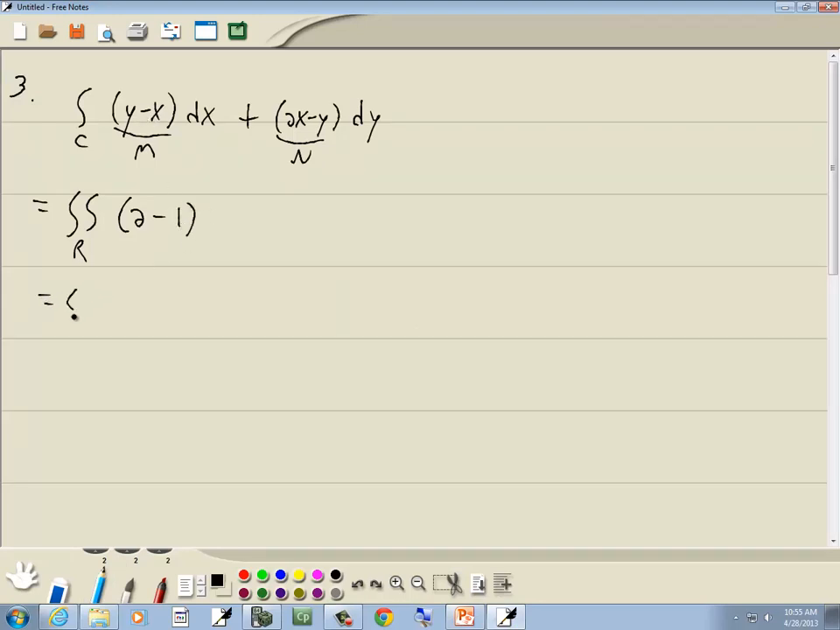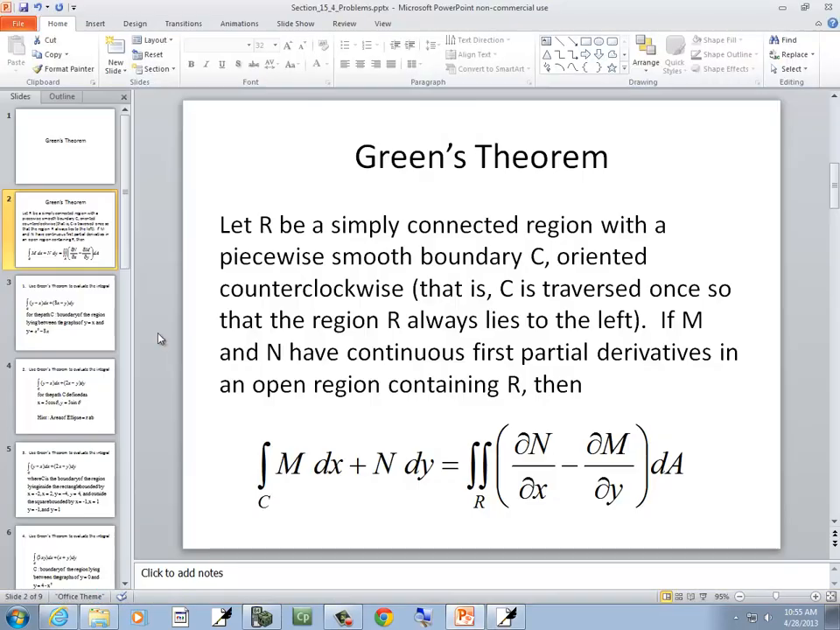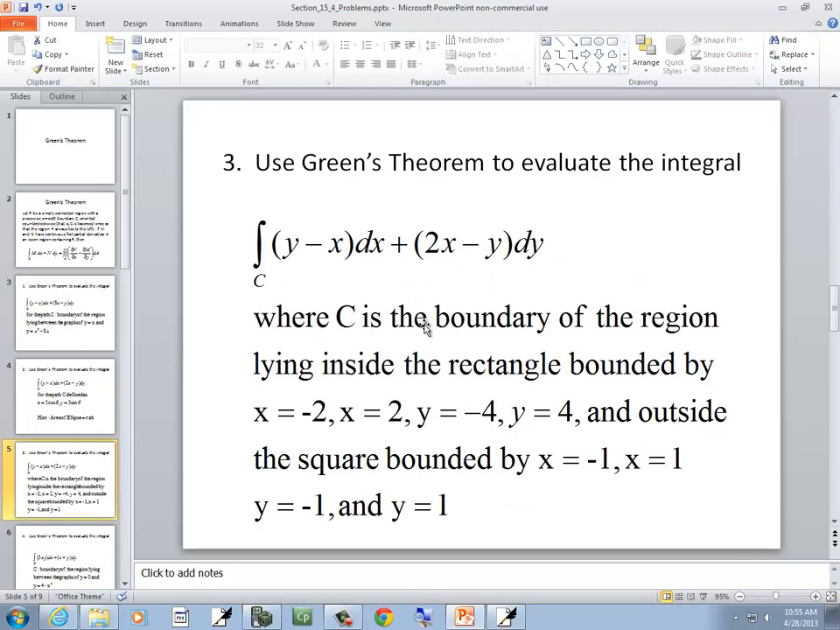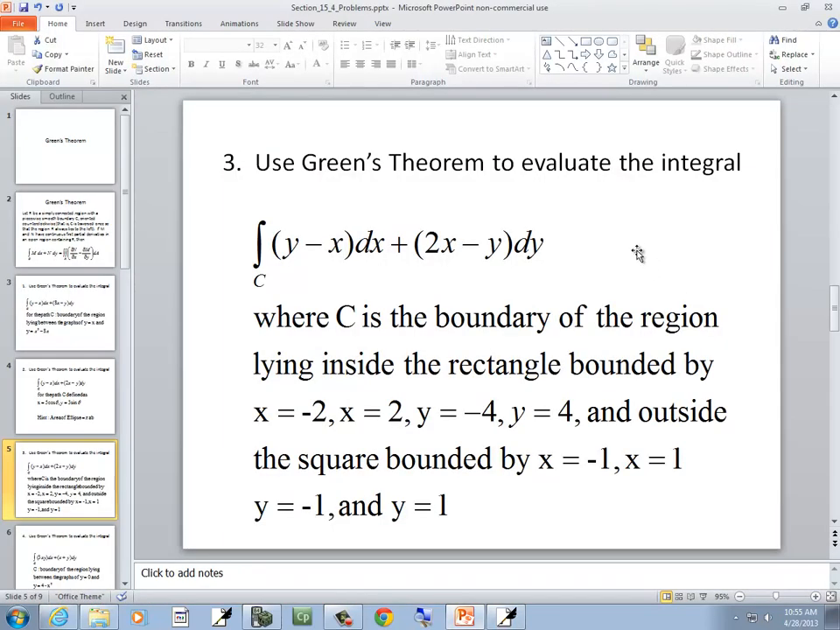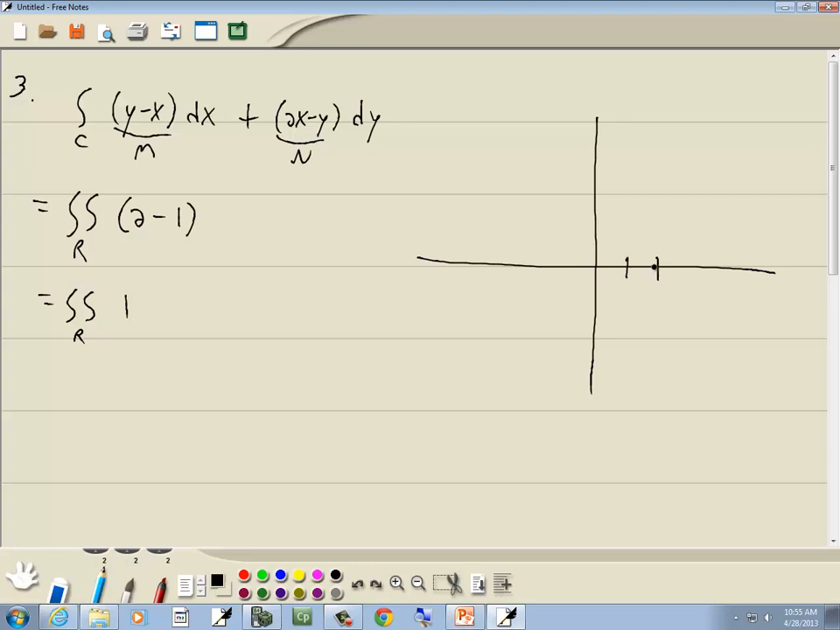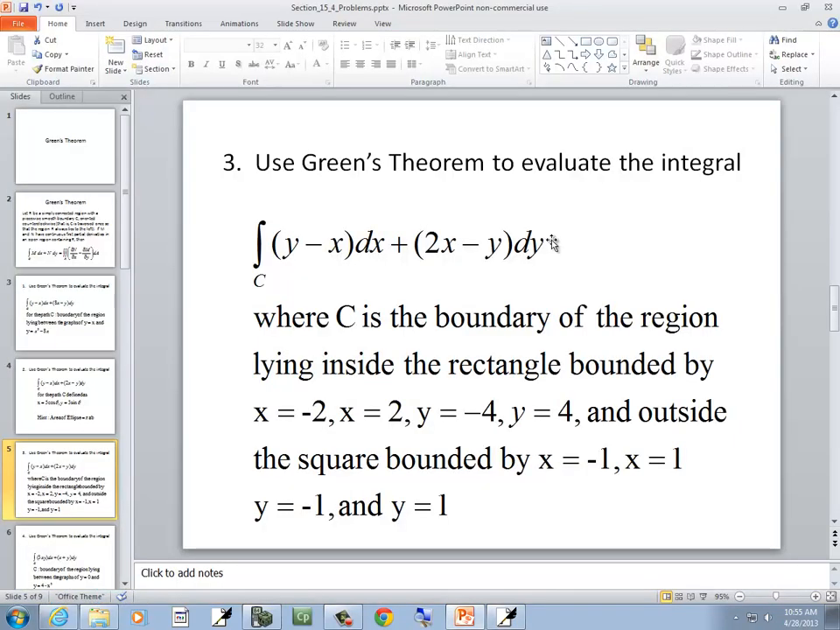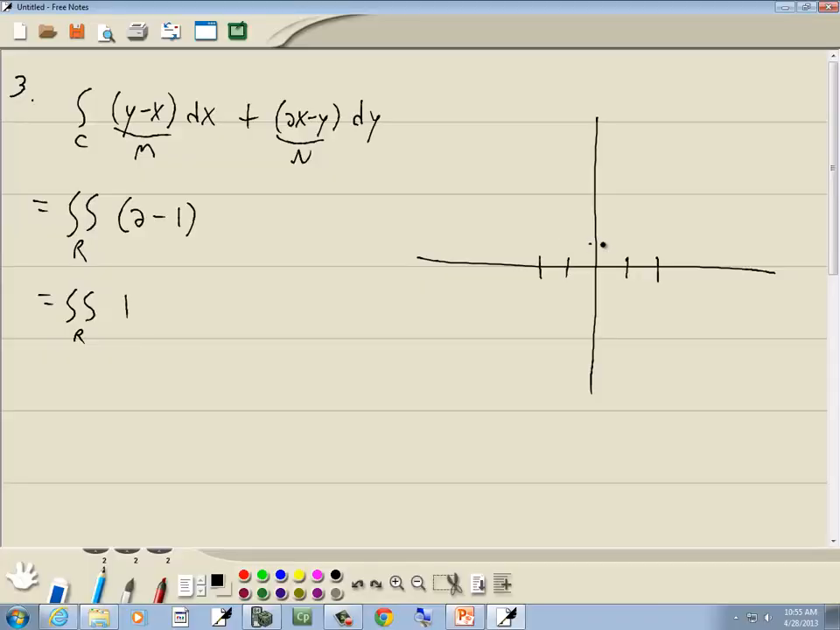And you notice we get something again here. 2 minus 1 is 1. So we can just look at the area of these. Let's look at the boundary and see what in the world we're talking about. C is the boundary of the region lying inside the rectangle bounded by x equals -2, x equals 2, and y equal to -4 and 4.